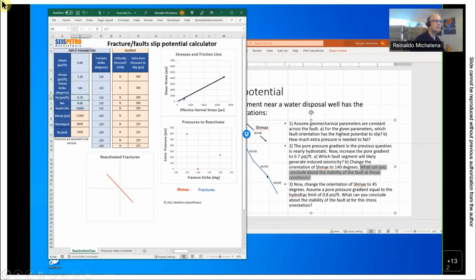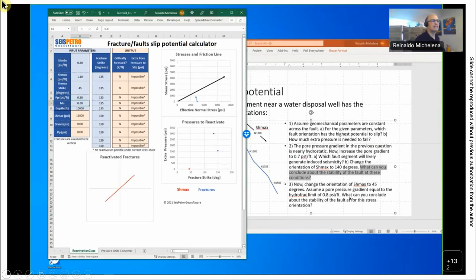Now, finally, change the orientation of SH max to 45 degrees. So we go here to SH max and we put 45. Assume that the pore pressure gradient is equal to the hydrofracture limit. Now we're going to put all the pressure that we can. We're going to take that to 0.8. So that is pumping all the pressure with this maximum horizontal stress.